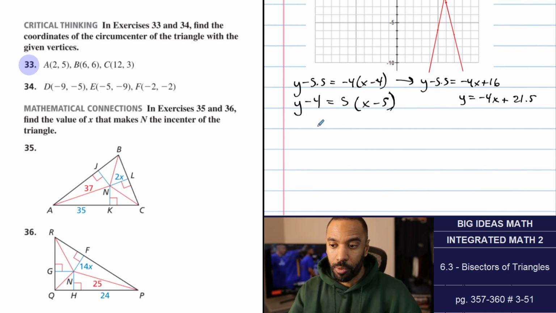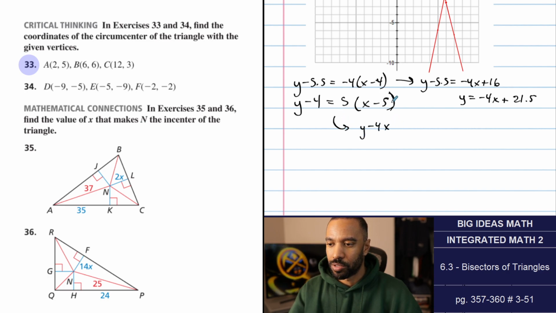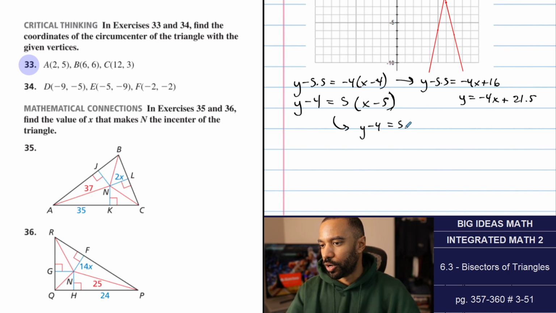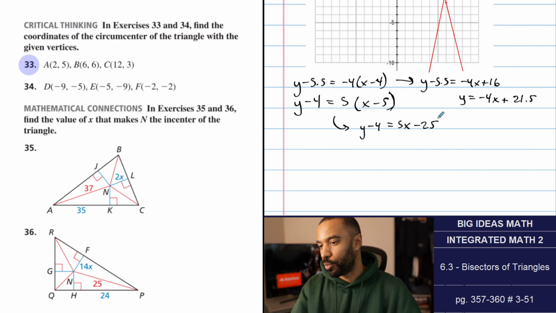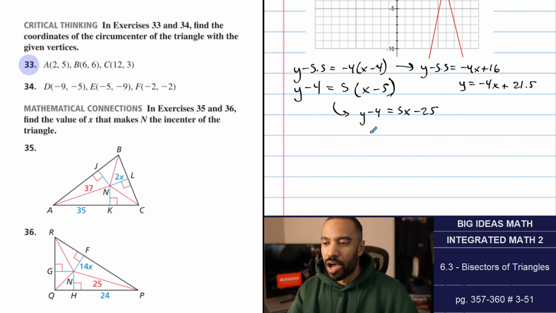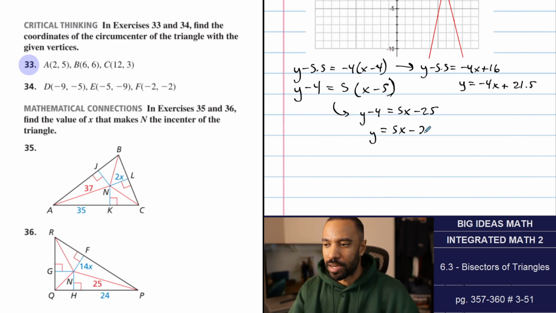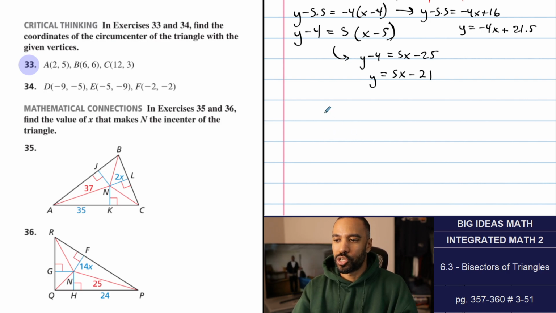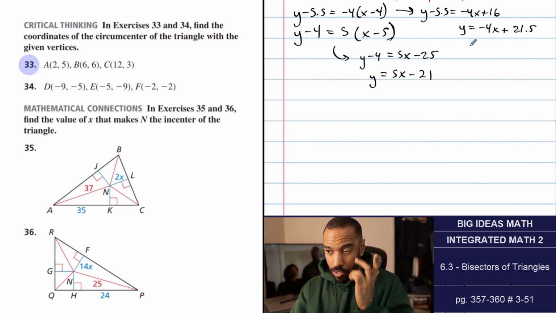And then, I mean, that's part of the point. This isn't going to be pretty. And so this one's going to be y minus 4 equals... Now, if there's something that I messed up with the equation of the lines, my bad, guys. y equals 5x minus 21. Okay, so we have an equation here that says that y equals this, y equals that.